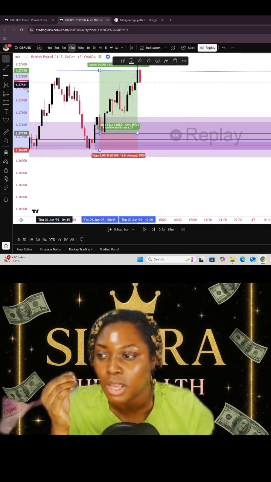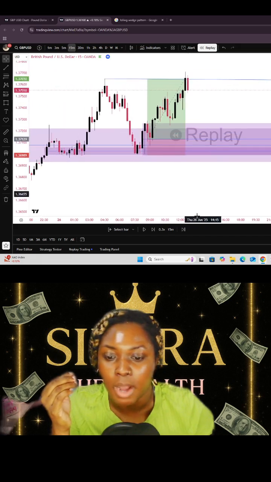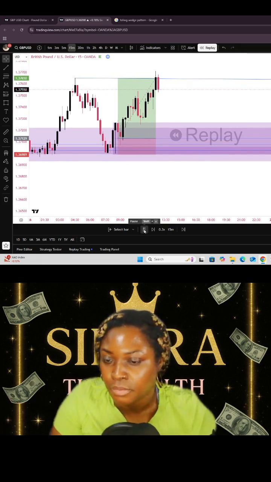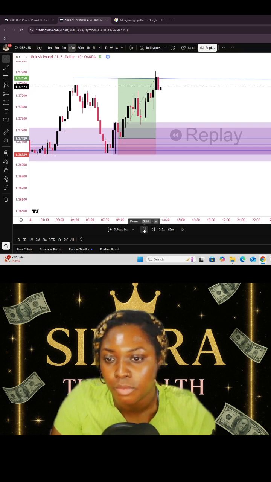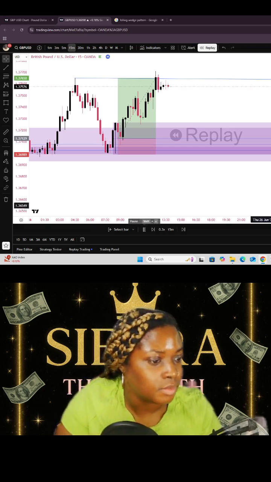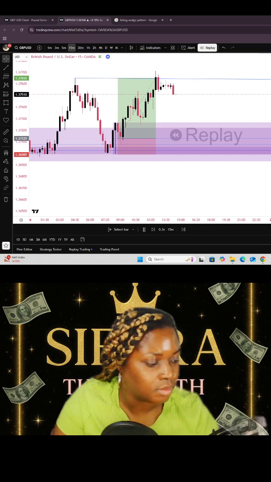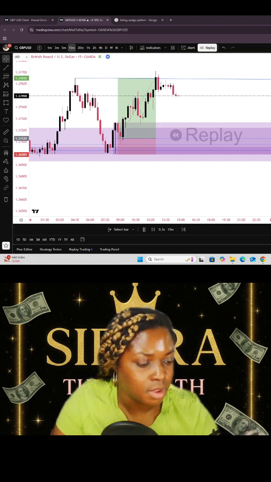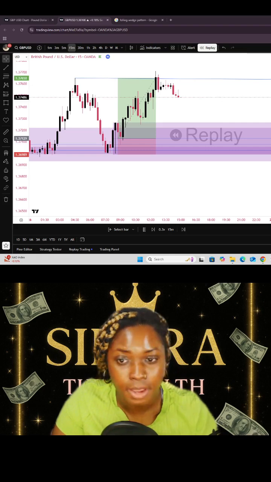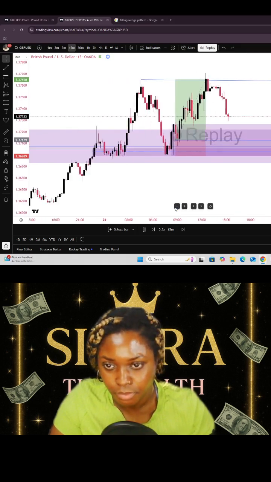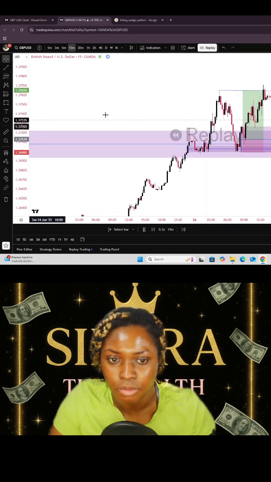So now price has ran this high. Now let's see what happens from this high. We're going to press play. All right, we're getting some rejection from this high. But again, remember, we don't want to do anything because it's not near a zone. It's already hit our TP. Do we have a zone above? We do.